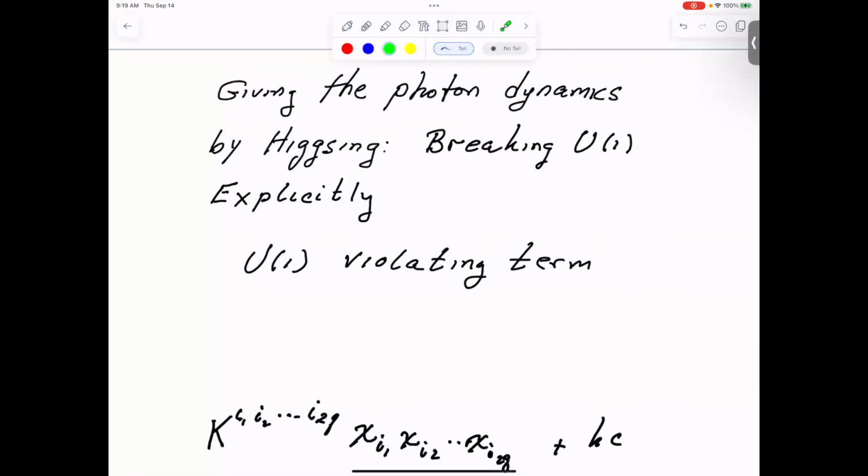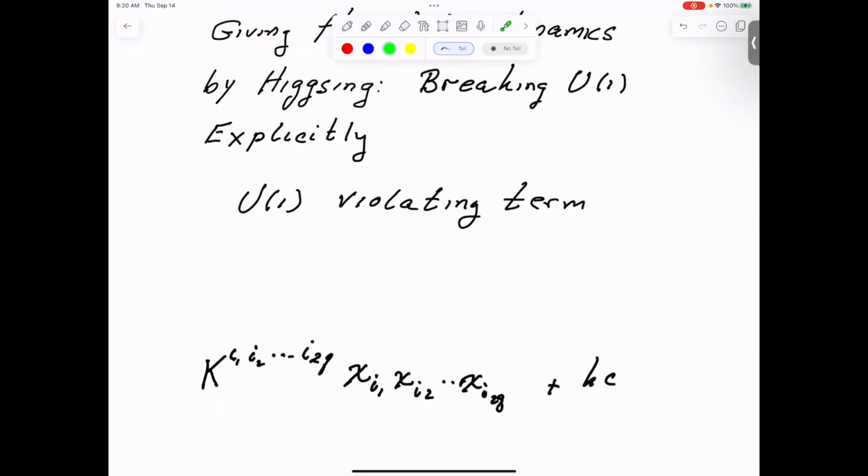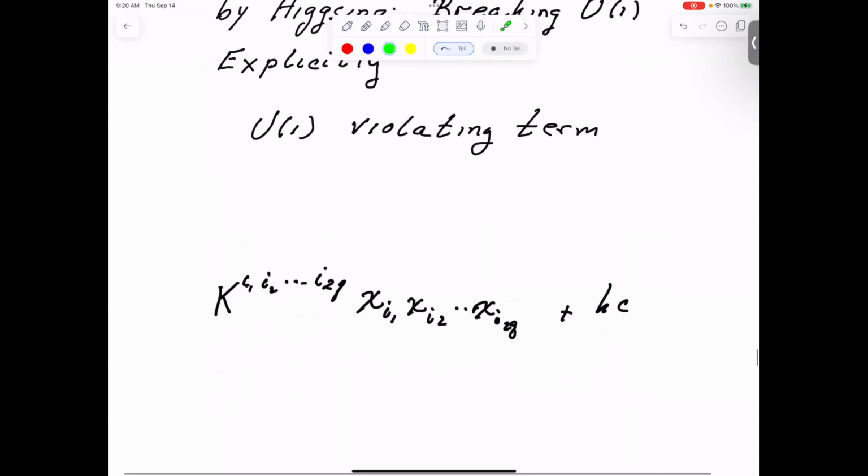We would like to have a more interesting structure. We would like to have a structure which has some dynamics and which is not confined. And the way to do that is to give the photon a little bit of mass by Higgsing it. Higgsing in a holographic theory means simply breaking the symmetry in the holographic Hamiltonian. We can break the U1 symmetry in a variety of ways. They will all give a little mass to the photon and give it some non-trivial dynamics.